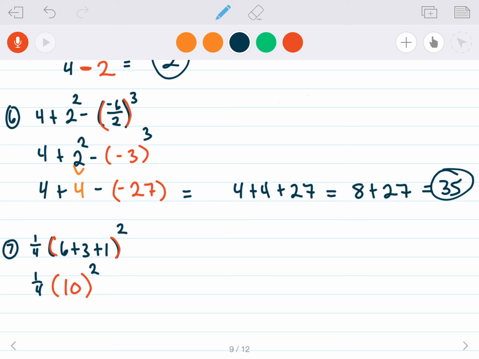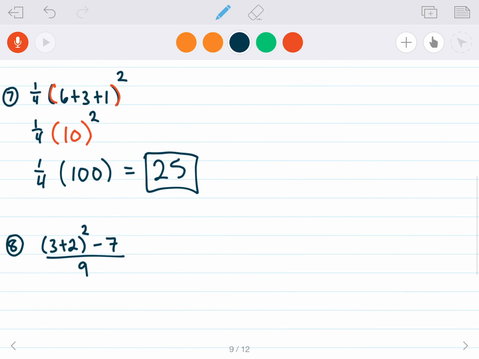Now what's after parentheses, please excuse, is exponents. So we want to do 10 squared first. So 10 times 10 is 100. So this becomes 1/4 times 100. 1/4 times 100 is going to be 25. Okay. All right, let's go ahead and look at number 8.